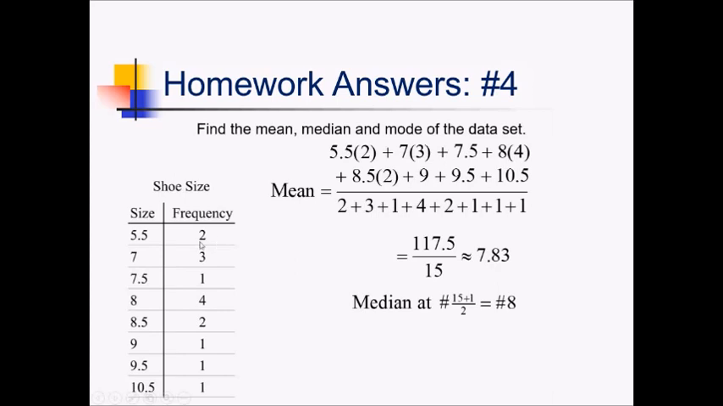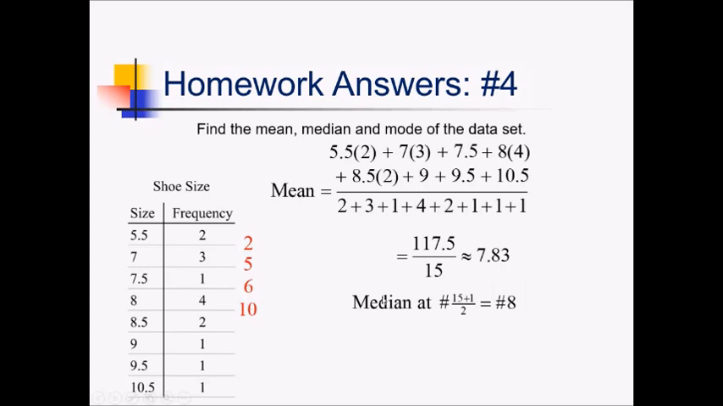So let's just add up the number of shoes as we go down this frequency table. So after these first two 5.5s, we've got 2 shoes. I mean, makes sense, right? But then we add another 3 of these size 7s. Now we're up to 5 shoes. After this one here, we're up to 6 shoes. And after these 4 size 8s, now we've gotten to 10 shoes.